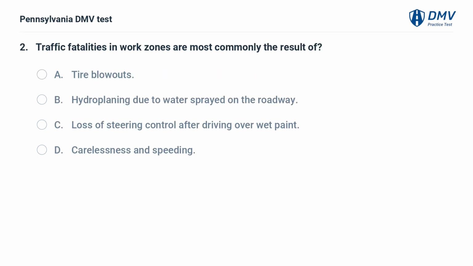Traffic fatalities in work zones are most commonly the result of A. tire blowouts. B. hydroplaning due to water sprayed on the roadway. C. loss of steering control after driving over wet paint. D. carelessness and speeding.